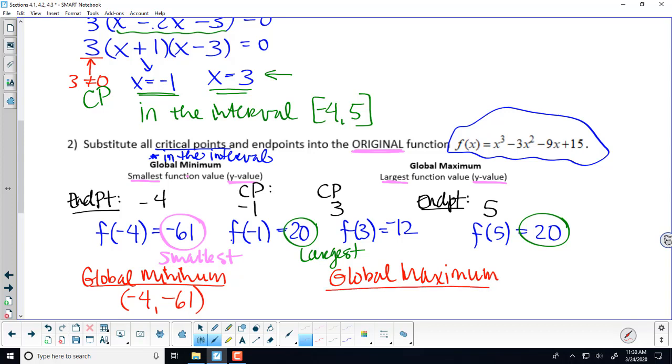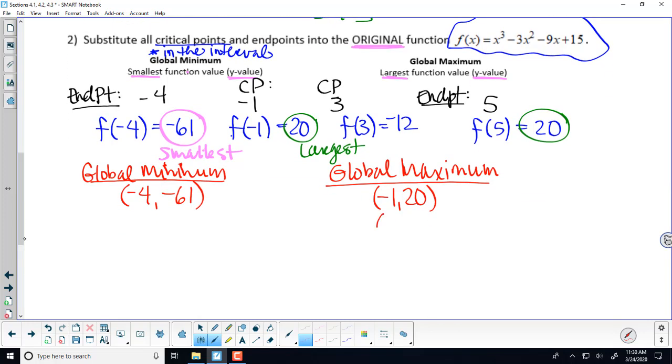And those are at the points (-1, 20) and (5, 20). So what am I seeing that's happening here? I'm seeing that my global minimum is at an endpoint on the graph, which is totally fine for global. And my maximum, this one is at a critical point, and this one is at an endpoint.